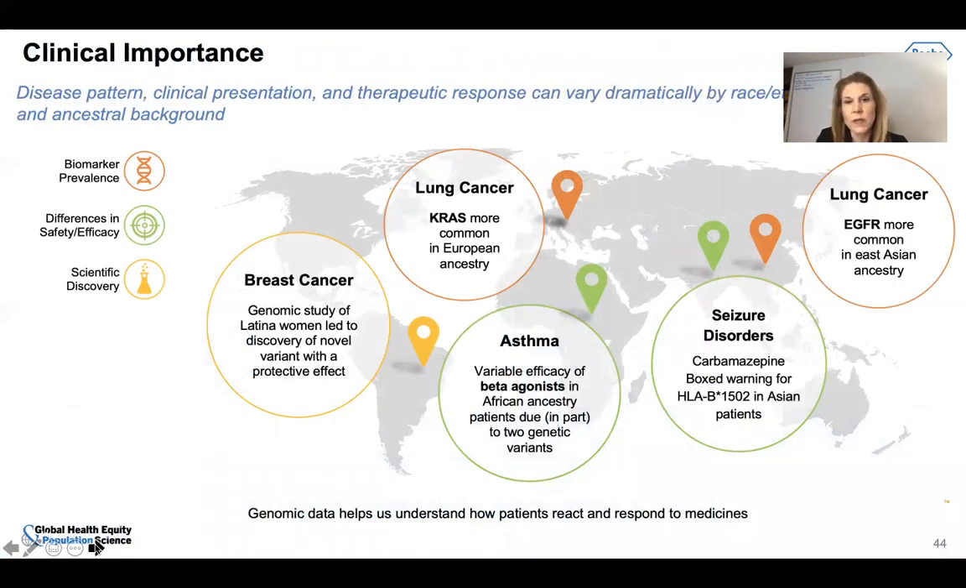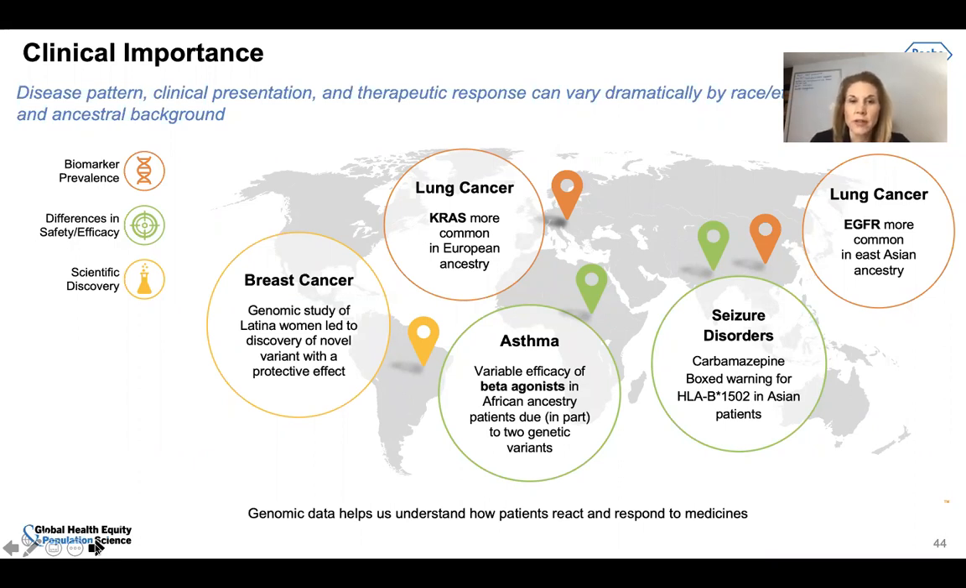I believe this has been covered mostly around the appreciation that disease pattern, clinical presentation, and therapeutic response can vary dramatically by ancestral background and race and ethnicity. I will also highlight that biomarker prevalence, again in the oncology setting, can also vary based on ancestry. We see this in lung cancer as a good example, where KRAS mutations are more common in European ancestry, whereas EGFR mutations are more common in East Asian ancestral populations.